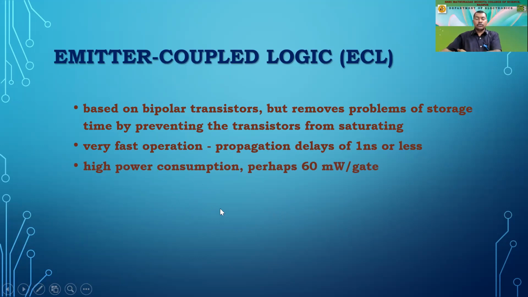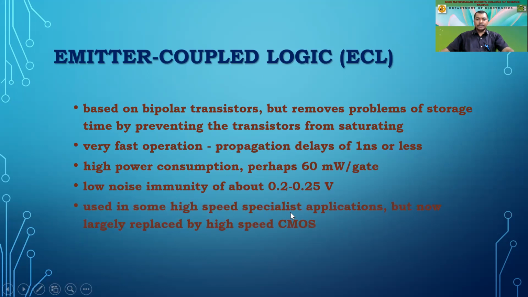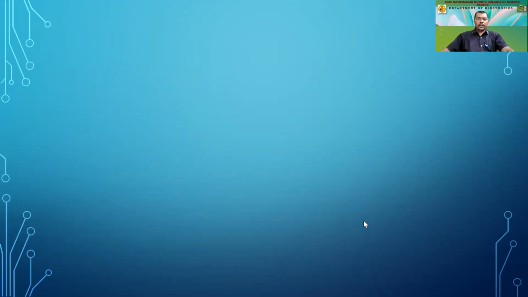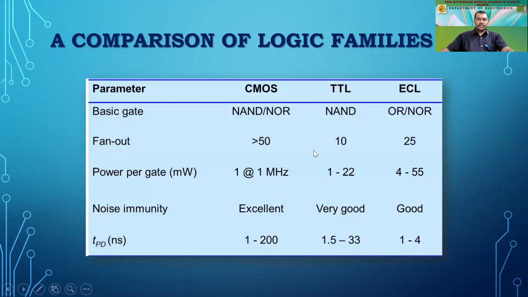It uses around 60 milliwatt per gate, as compared to 1 milliwatt per gate in TTL as well as CMOS. Then it has a low noise immunity of about 0.2 to 0.25 volt, and is used in some high speed specialist applications, but these are now being replaced by high speed CMOS circuits. Okay, so this is the comparison of the logic families that we have, and we are able to see that CMOS are far better than TTL and ECL.